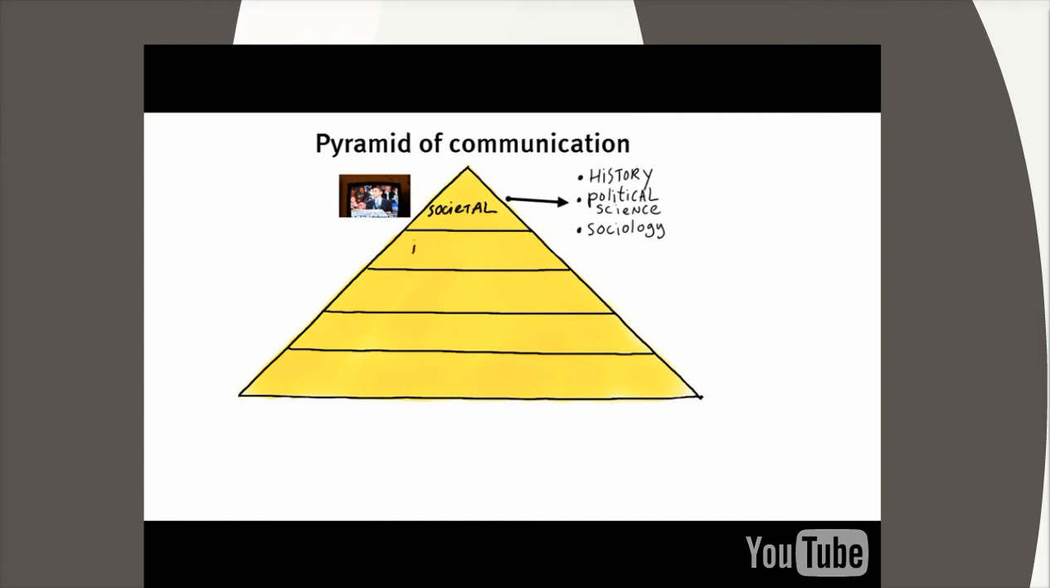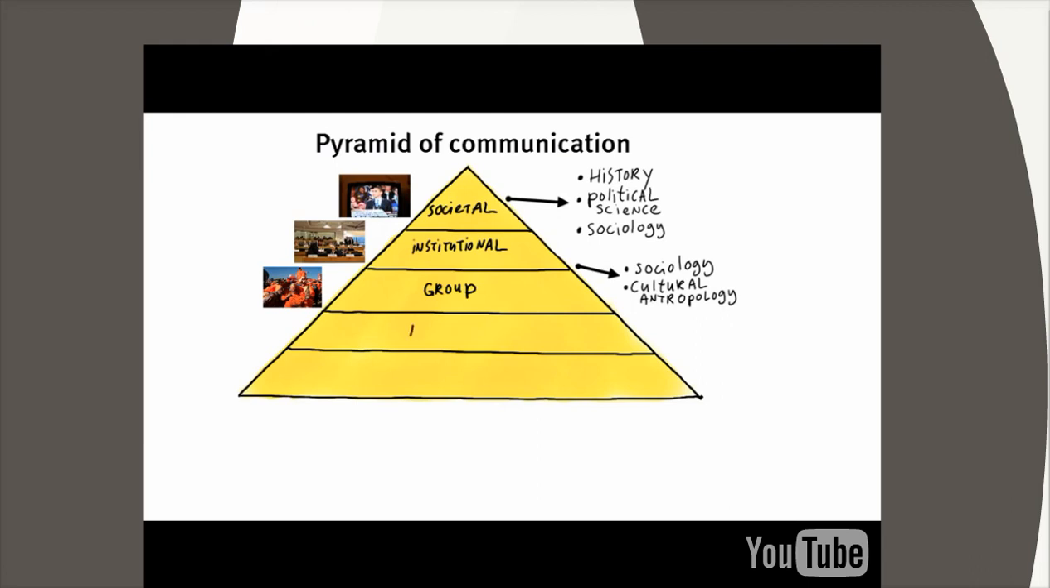Under that is the level of institutional communication. It's performed by political parties, for instance, organized religions, large corporations, and such. Then comes the level of group communication. Groups are audiences that feel a high level of group identification, for instance, a family or a fan club. Both institutional and group communication are in the field of sociology and cultural anthropology.